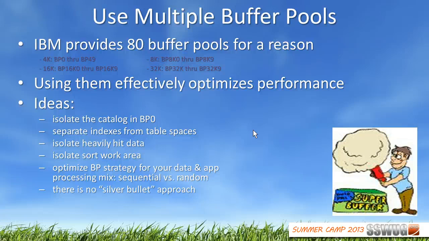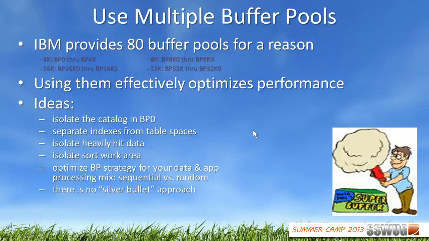Some ideas: you want to isolate your system information, your catalog, into BP0, BP8K0, and BP16K0. Over time, as the catalog structures increased in size, they increased in page size. So it's not just one 4K pool required for the catalog, it's multiples. If you do nothing else, and today everything is in BP0, put your indexes in BP1 and your table spaces in BP2. This will cause your large sequential scans of table spaces not to overwrite your index data, hopefully leaving the index data in memory longer. If you do nothing more, just doing that can help.